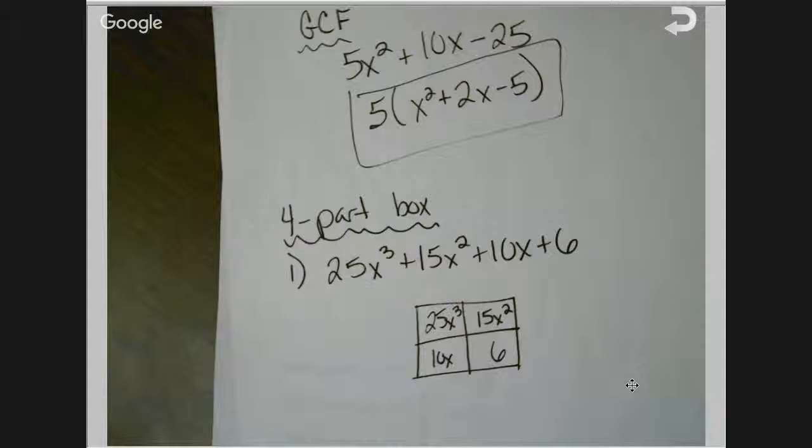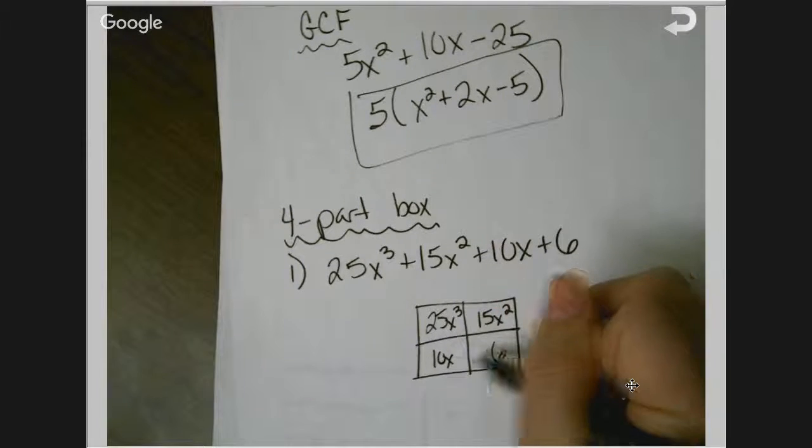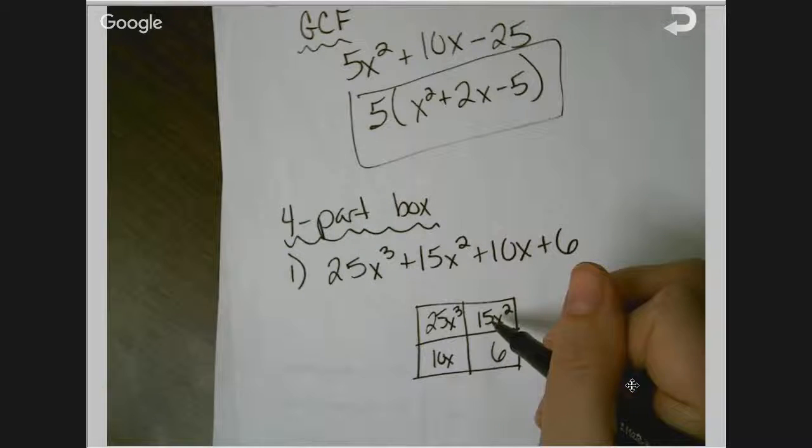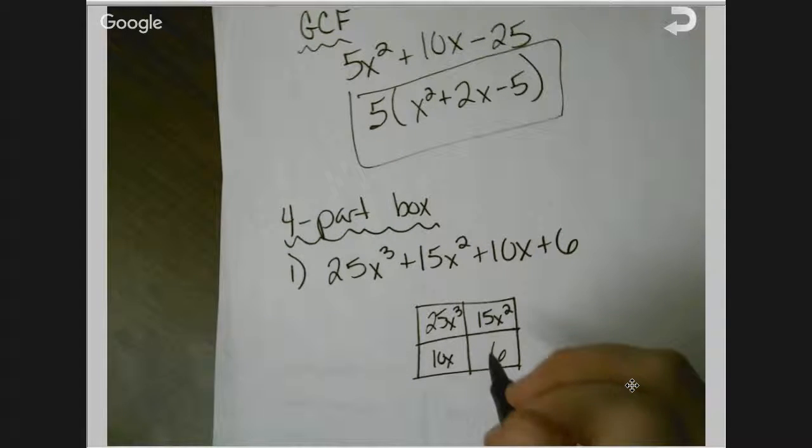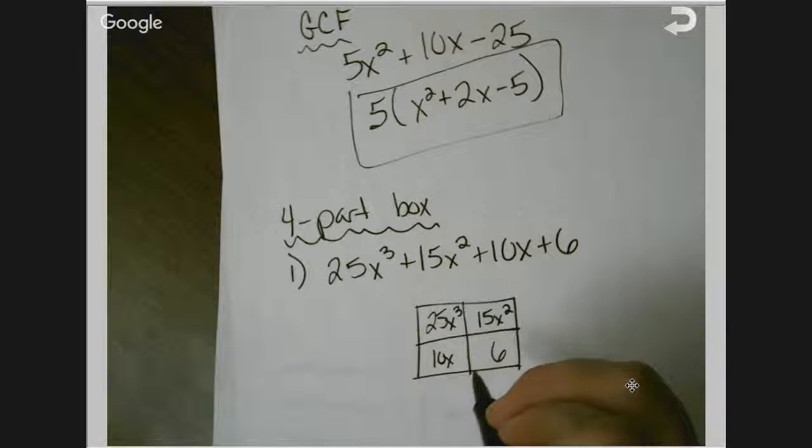You technically, to make sure that it would work, multiply the diagonals and make sure they're the same thing. So 25x cubed times 6, and then 10x times 15x squared. If they equal the same thing, you can do it. If they don't, you can't. So keep that in mind.